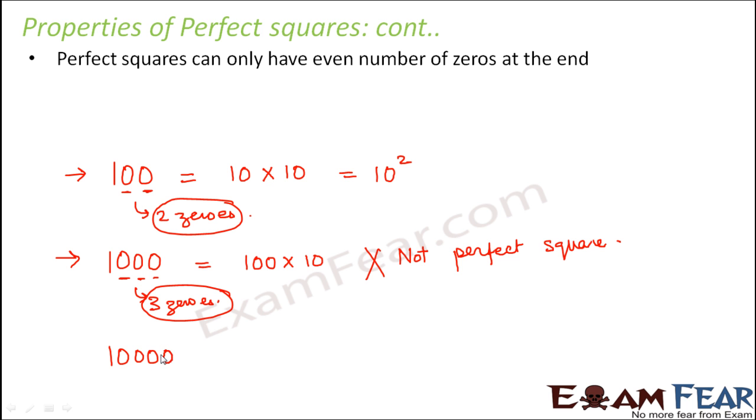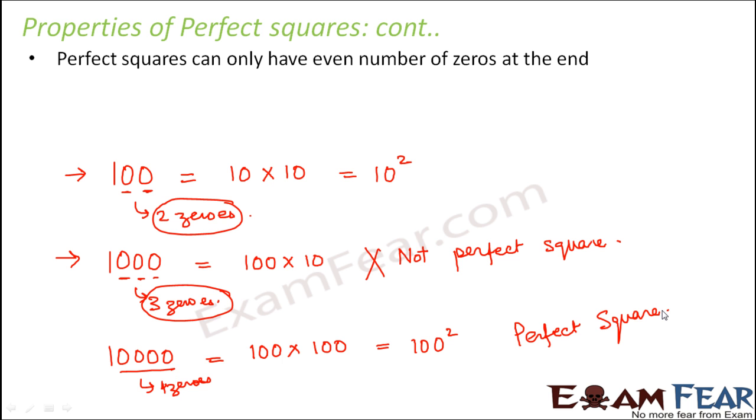Again, if you take the example of 10,000, here you have how many zeros? So you have 4 zeros. It's an even number of zeros. Now if you look at it, you would see that it is 100 into 100. So 100 square is 10,000. So this is also a perfect square.